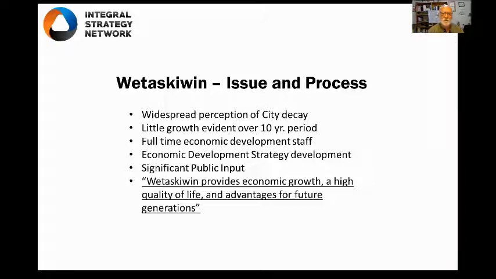And so they started off with a very significant public input process where they asked all of the community, well, what's really important to you? What is it you really want to see? And this is the goal they selected for themselves. Wetaskiwin provides economic growth, a high quality of life, and advantages for future generations. Not too dissimilar to what I think any of your communities would want to have. It sounds very straightforward, right?